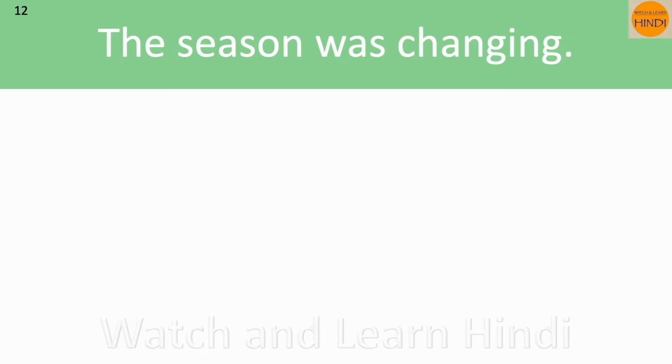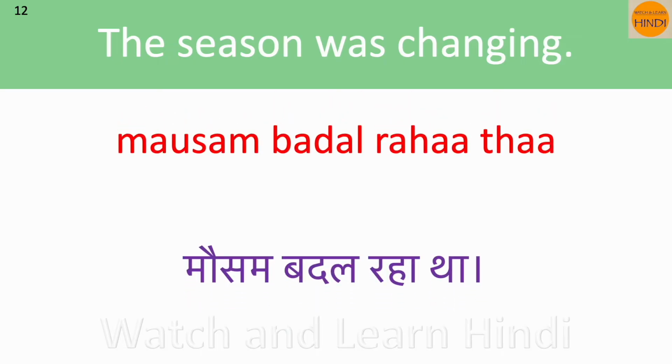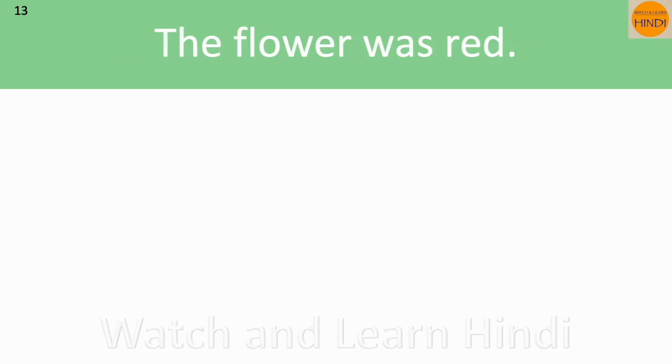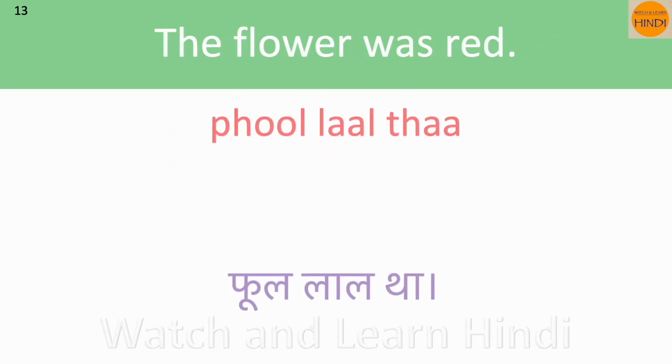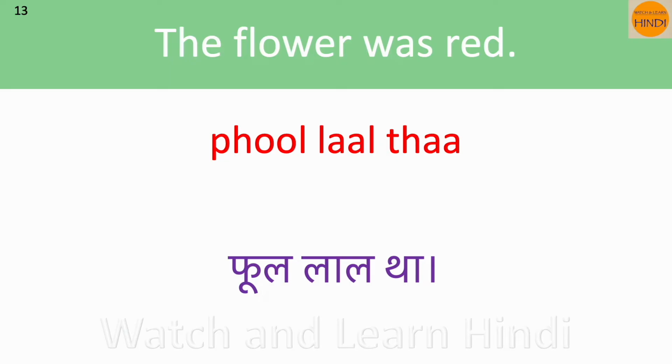The season was changing. मौसम बदल रहा था. मौसम is season. बदल रहा is changing. मौसम बदल रहा था. The season was changing. The flower was red. फूल लाल था. फूल is flower. Lal is red. Phool, lal, था. The flower was red.